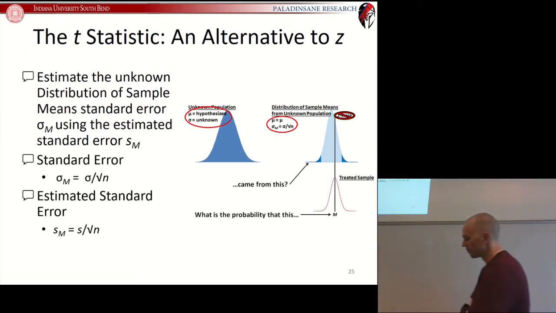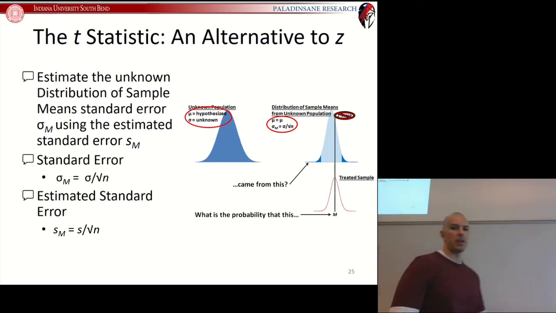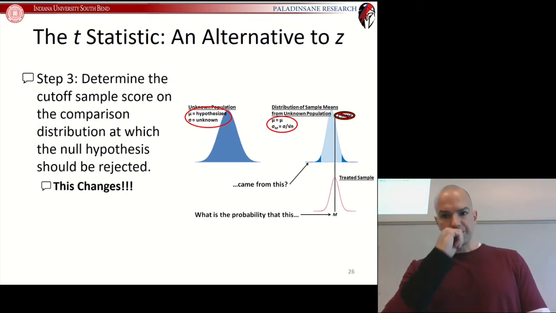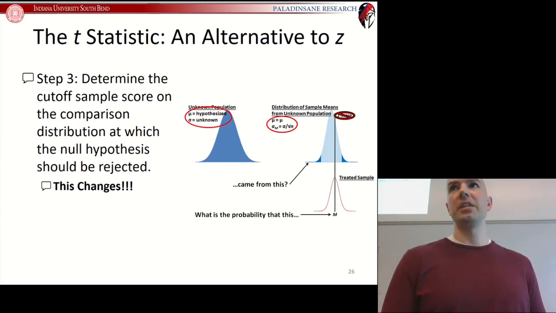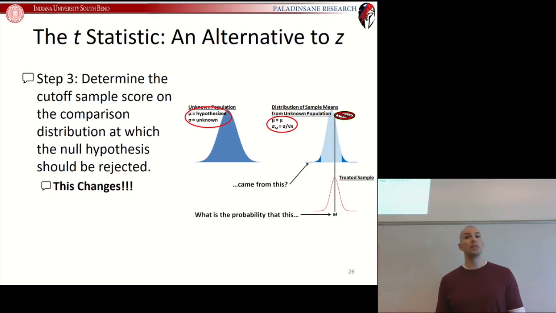All right, any questions on that so far? Okay, so now we have an estimated distribution of sample means because we're not using a known standard deviation of the population, we're using an estimated standard deviation for the population. So what this means is that when we determine our cutoff score, we're no longer using a z distribution, right? Because we're now estimating the z distribution. So we don't know what the z distribution is because we're estimating it at this point.